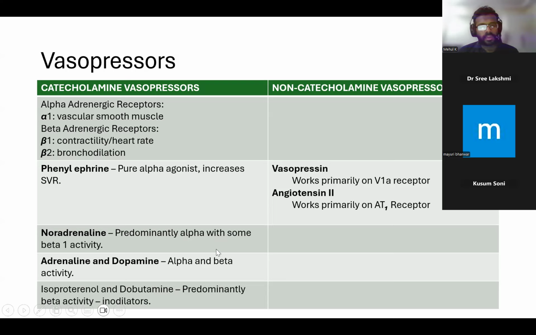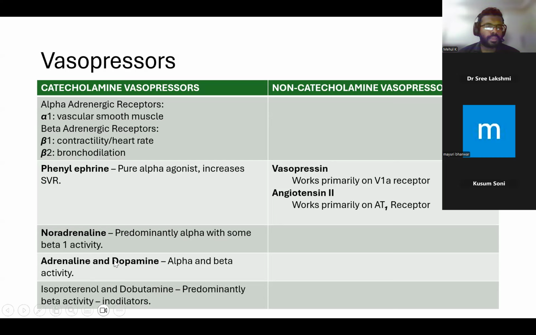Noradrenaline is basically the drug of choice for most types of shock, especially shock of unknown origin. So it has predominantly alpha action. I think this is something that I also didn't know, because early in my career, I used to think it was predominantly beta, but no, it is predominantly alpha rather than beta activity. But it has some beta activity also. So it is a mix of the best of both worlds. That is why it has become the drug of choice for sepsis.